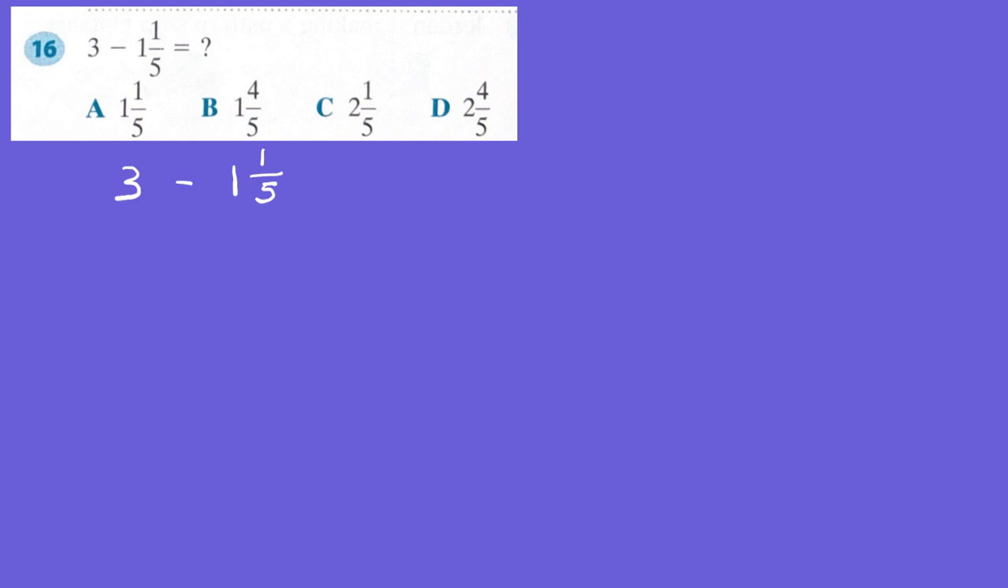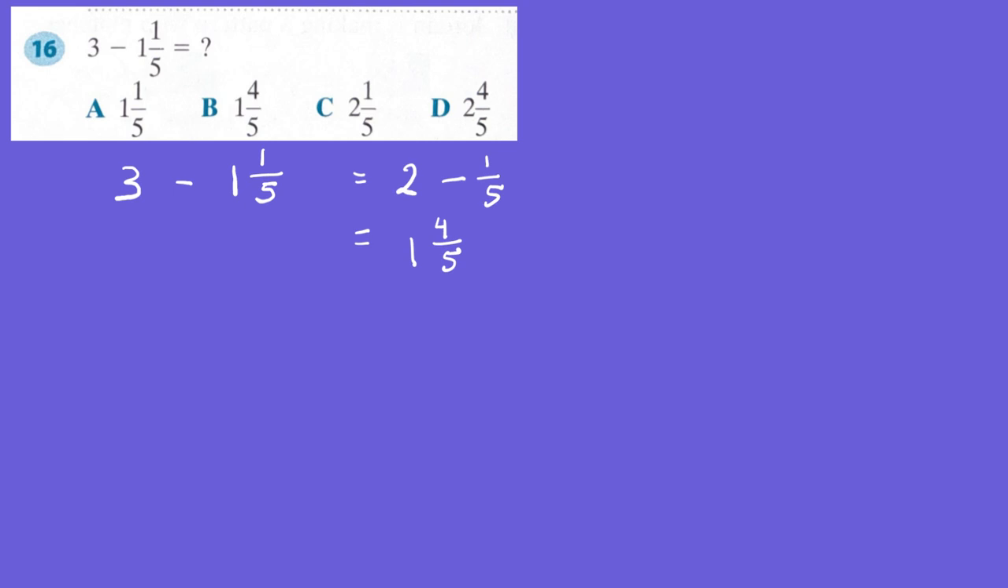So 3 take away 1 1/5. Okay, the easiest way to do that would be to take away from 3 just 1. That would mean that I have 2. But now I need to also take away 1/5 from it. So that would be equal to 1 4/5.